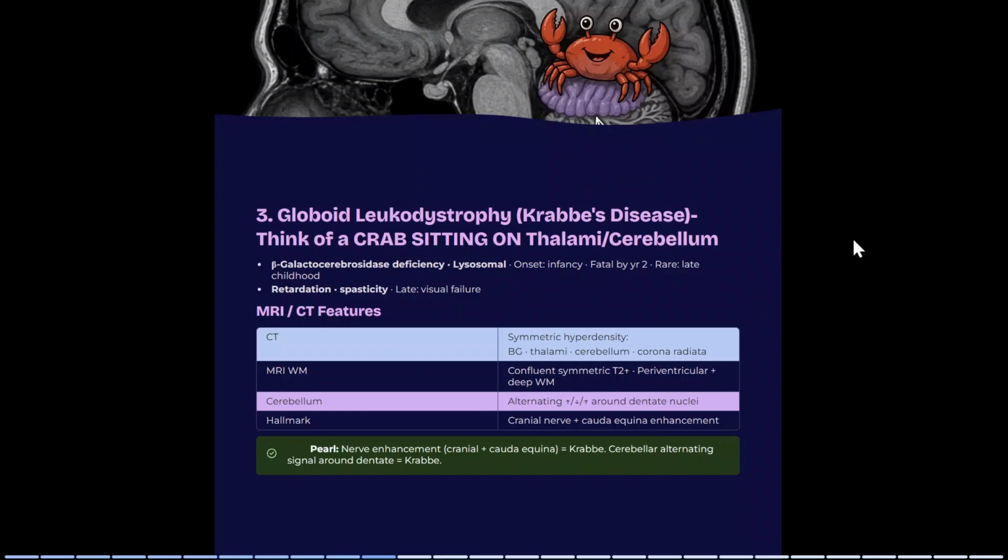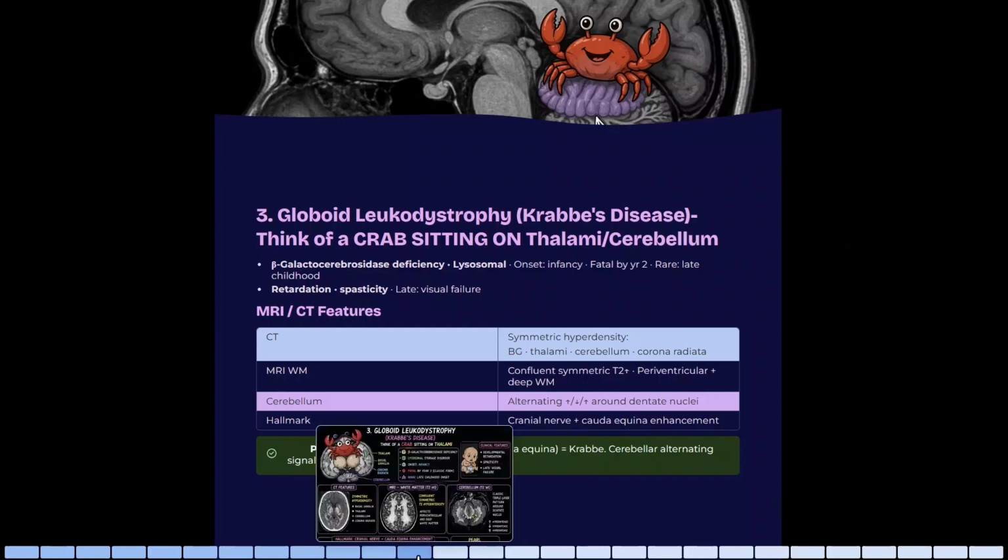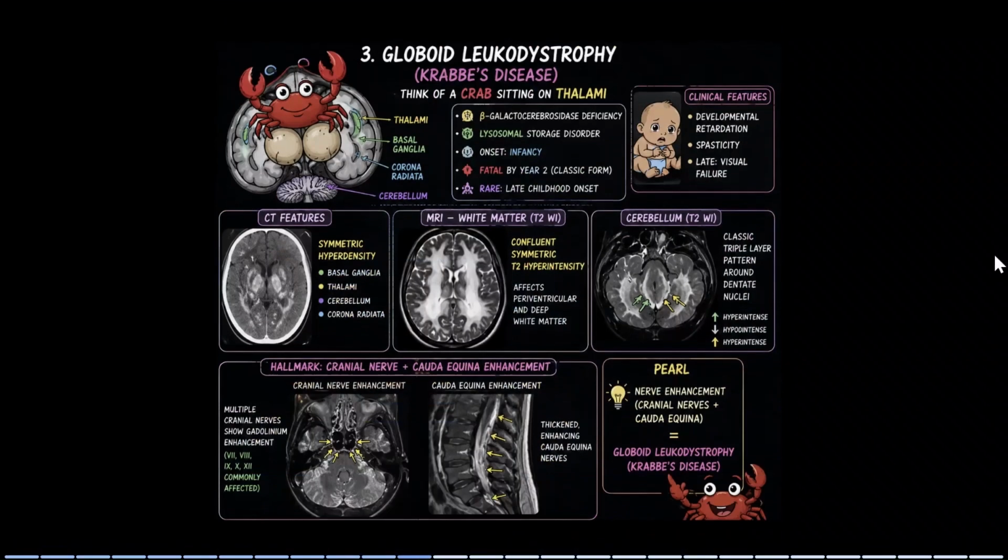So on CT, as we already have seen, there are hyperdense thalami, and cerebellum and corona radiata are also involved. And there are confluent symmetric T2 periventricular and deep white matter hyperintense signals, and alternating hypo and hyperintense lines around the dentate nuclei. Cranial nerve and cauda equina enhancement is a hallmark feature of this disease. So there are many things to learn.